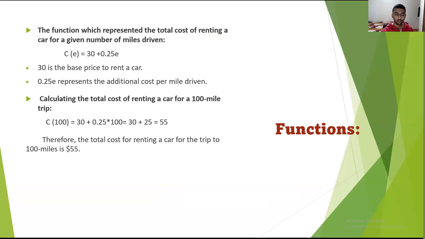To calculate the total cost of renting a car for a 100-mile trip, we just need to use 100 in place of E. So C of 100 would be 30 plus 0.25 times 100, which is 30 plus 25, equal to 55. Therefore, the total cost for renting a car for a trip of 100 miles is 55. We just need to change the number for E to whatever miles we have. So if we choose 100 miles, the price would be $55.